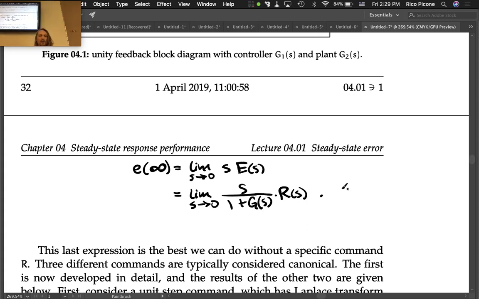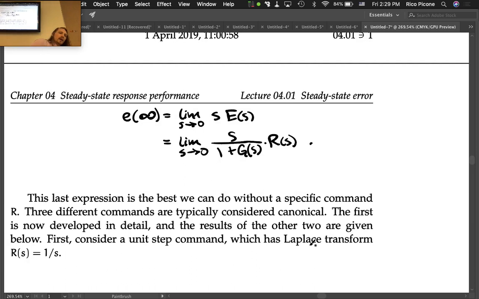But 3 different commands are typically considered canonical. So what we're going to do is just assume that our command is one of these 3 commands, and they'll sort of characterize the system for us. They're going to be familiar looking functions. So yeah, we'll take a look. These 3 different commands are typically considered canonical. The first is now developed in detail, and the results of the other 2 are given below in the table, and we'll look at that in a minute. So first consider a unit step command, which has the Laplace transform 1 over s.